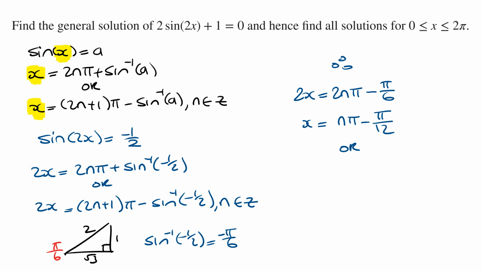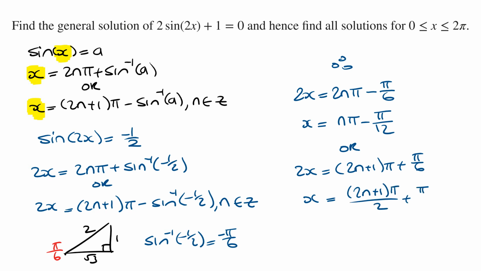Or, we've got 2x is equal to (2n plus 1) times pi, and then we've got minus sine inverse of minus a half, and so this is going to be minus minus pi on 6, which is plus pi on 6. And so again, dividing both sides by 2 to solve for x, we're going to get x is equal to (2n plus 1) times pi over 2 plus pi on 12, where n is an integer.